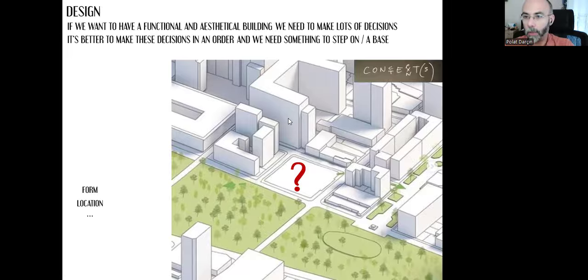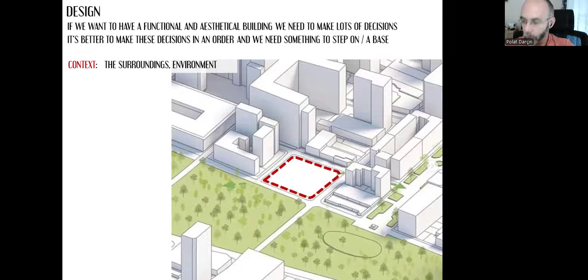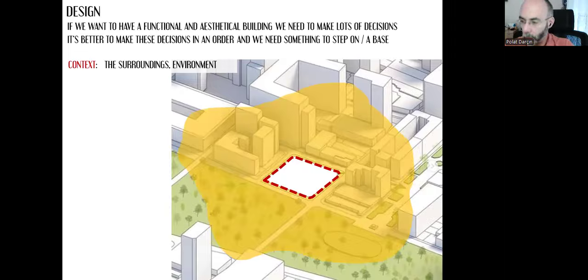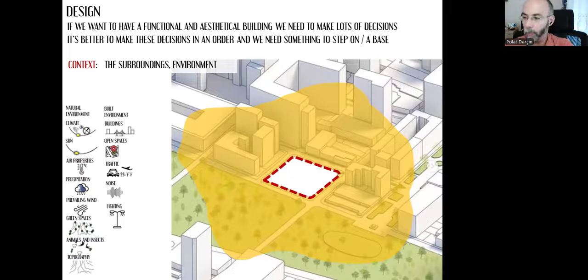And that's where the three C's, context, concept, and content, come into play. Context, as you know, is the surroundings, the environment. If this is our design area, then it will be surrounded with this existing environment, which can have either natural environment properties like the sun rays, air properties, precipitation, or it can have a built environment, like other buildings, like roads, and everything that has been created by man. And of course, if there are people living in this neighborhood, then we can talk about the social environment.